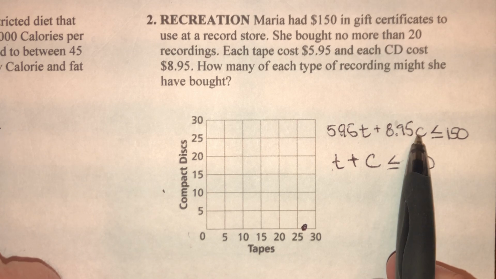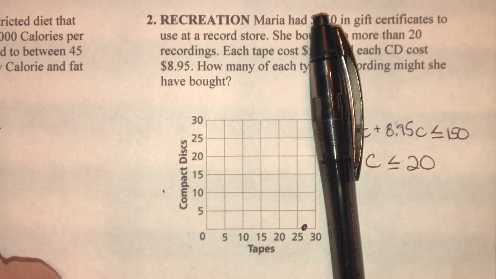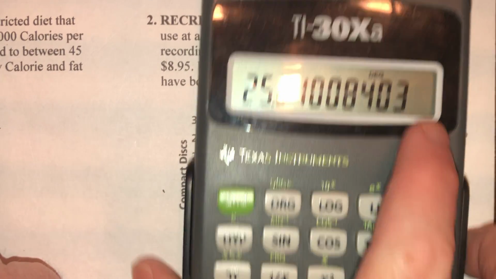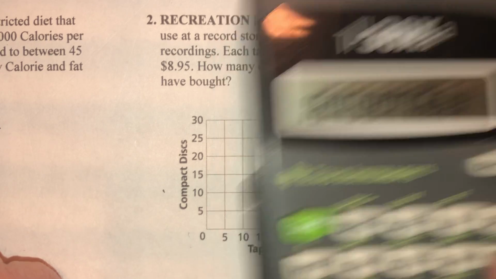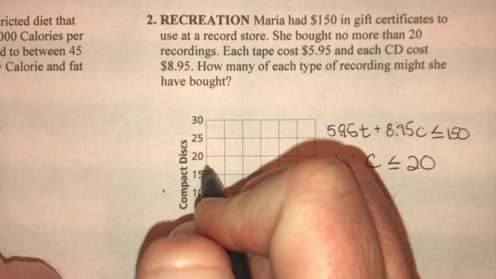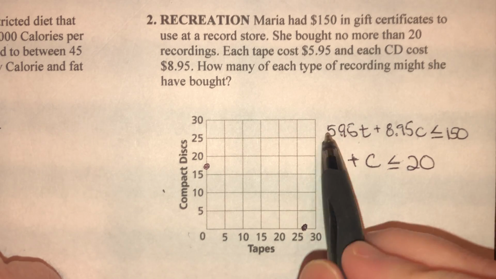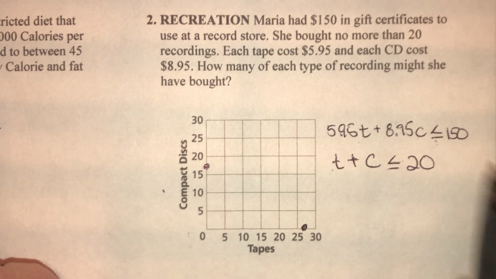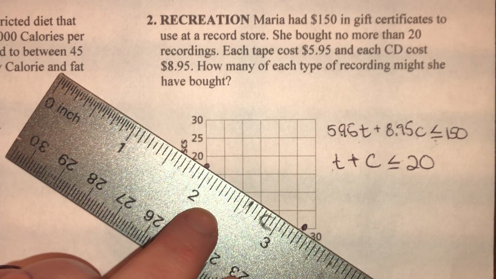So across here, I'm going over a little over 25, about right here. And then for C, I cover up T, plug a 0 in for T, solve for C. 8.95 C is less than or equal to 150. 150 divided by 8.95 is 16.75. So on my C axis, I'm going to go up to a little bit over 15 and put a dot. Okay, and then that whole equation is a solid line because it has the line under it. So I'm going to use my straight edge to draw a solid line.